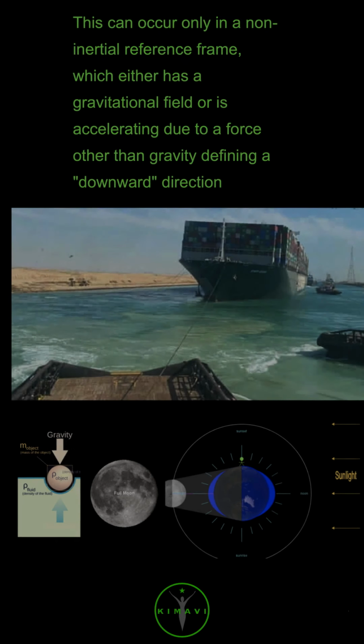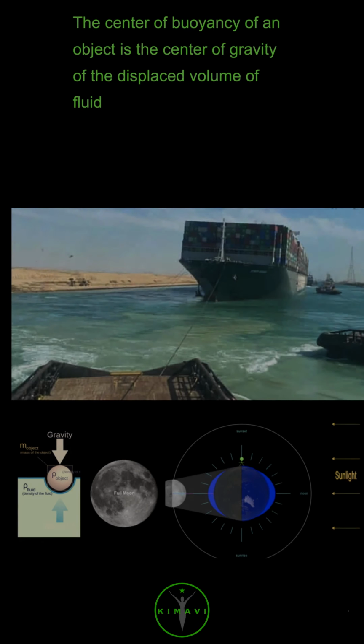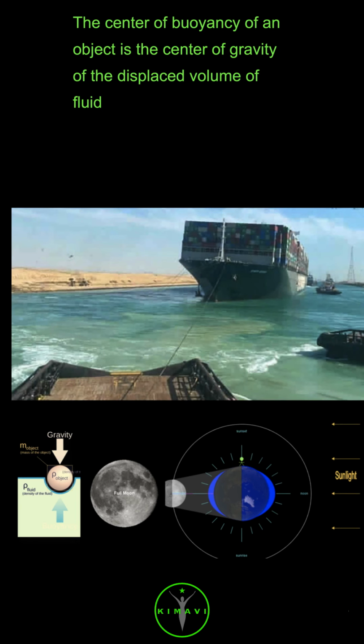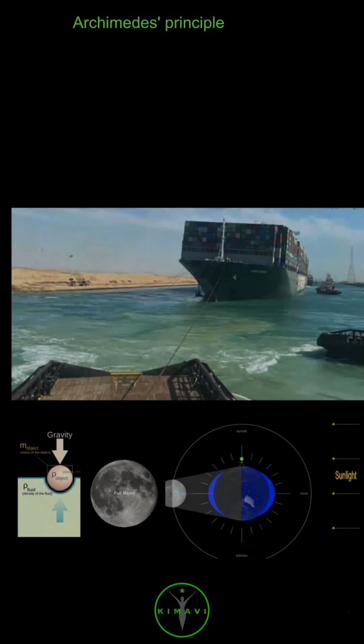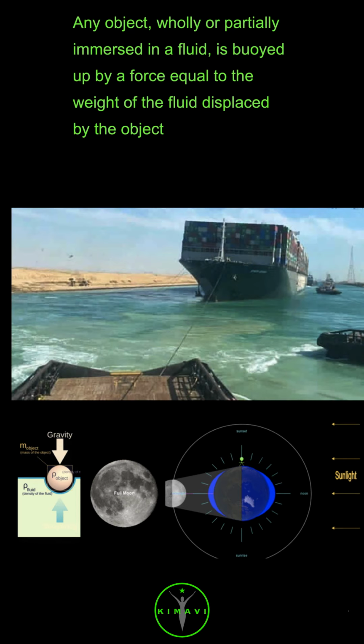This can occur only in a non-inertial reference frame, which either has a gravitational field or is accelerating due to a force other than gravity defining a downward direction. The center of buoyancy of an object is the center of gravity of the displaced volume of fluid. Archimedes' principle: any object, wholly or partially immersed in a fluid, is buoyed up by a force equal to the weight of the fluid displaced by the object.